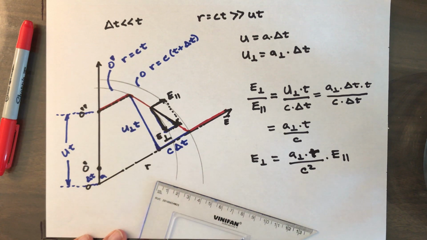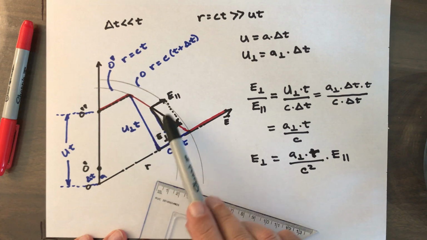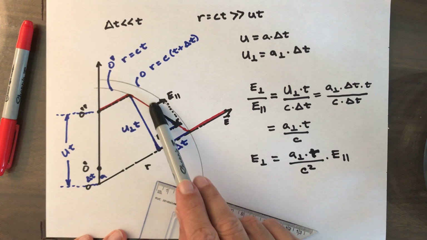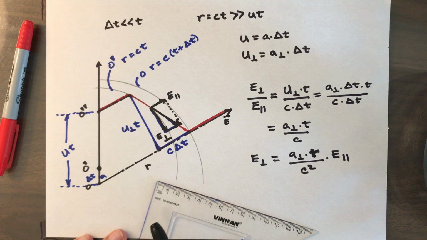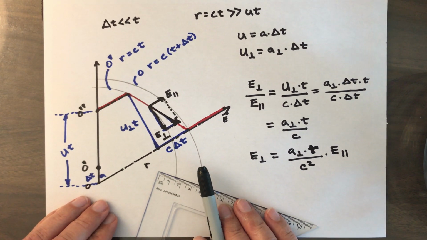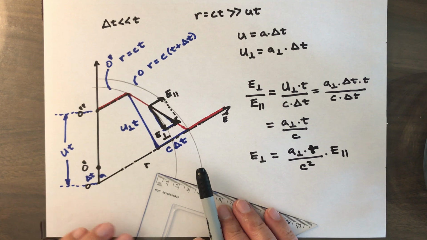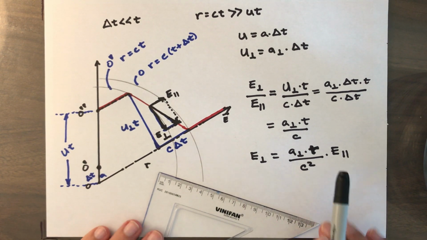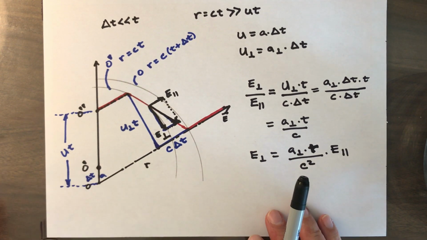So the problem now becomes to learn more about E perpendicular, which from this graph it should be obvious is the one responsible for the electromagnetic waves. We have a radial component of the electric field, sure enough, but this perpendicular component is the one that's actually going to be generating that electromagnetic wave, that radiation. So let's find what E parallel is.